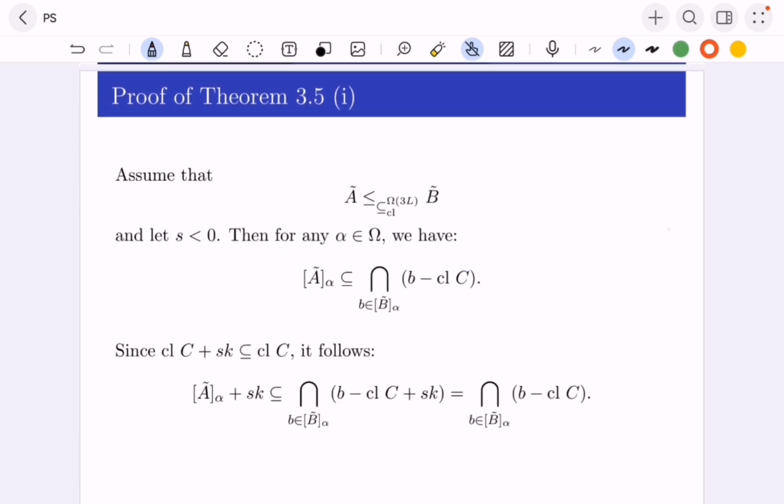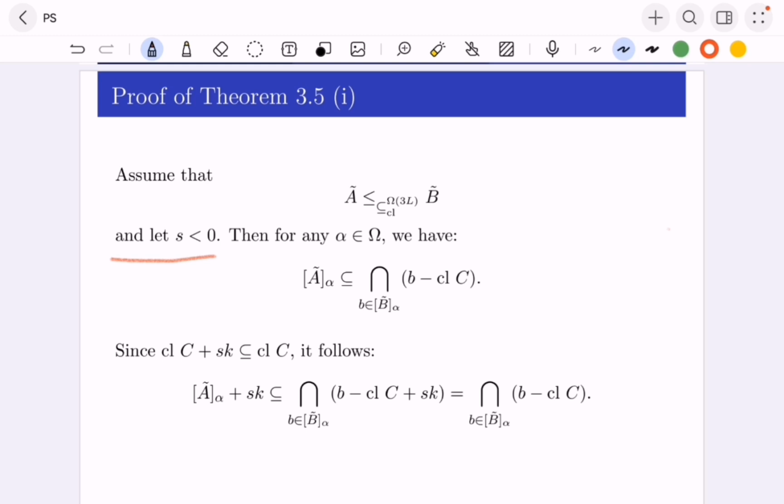Let's assume that fuzzy set A is less than or equal to fuzzy set B. So this means that for every alpha in omega, the alpha cut of A lies inside the set defined by shifting each element of the alpha cut of B downward by the closed cone C. Now, let S be less than 0. So we want to examine the behavior of A tilde if it's shifted backward in the direction opposite to the vector K.